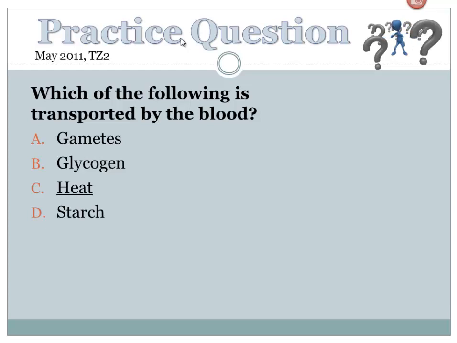Okay, the correct answer is heat. Glycogen is not. It's glucose that's transported by the blood. Glycogen is only stored in the liver. Starch is only stored in plants, nothing to do with animals. Heat is definitely transferred, and gametes, like sperm cells and egg cells, hopefully are not transported through blood.